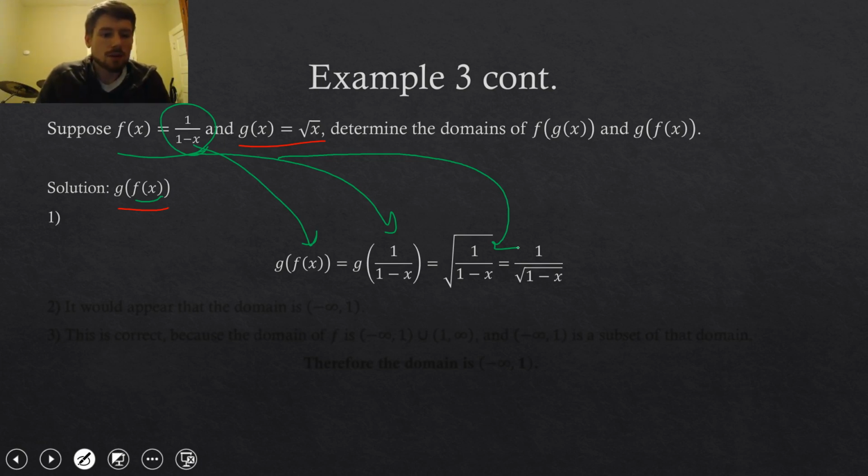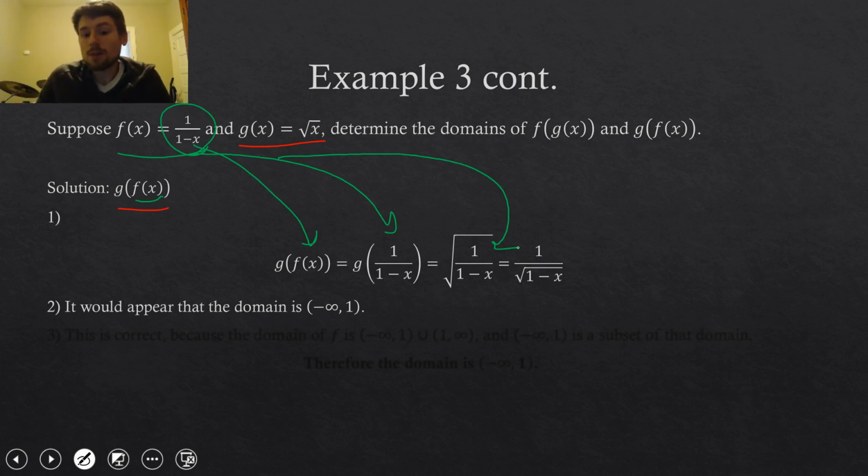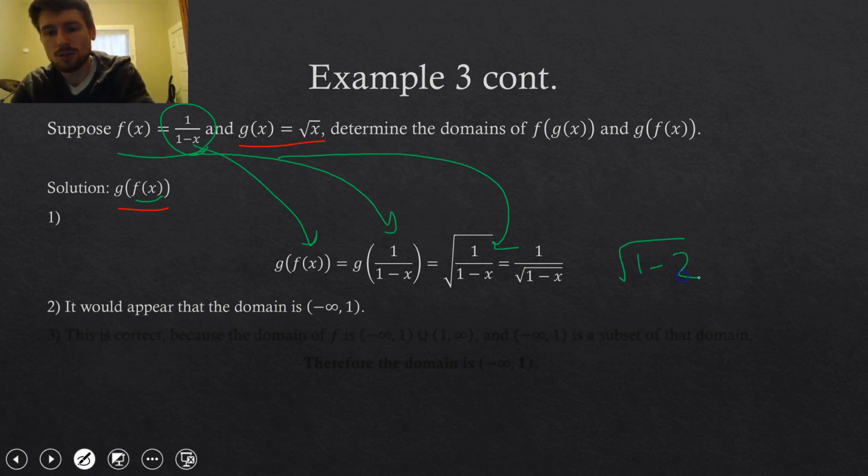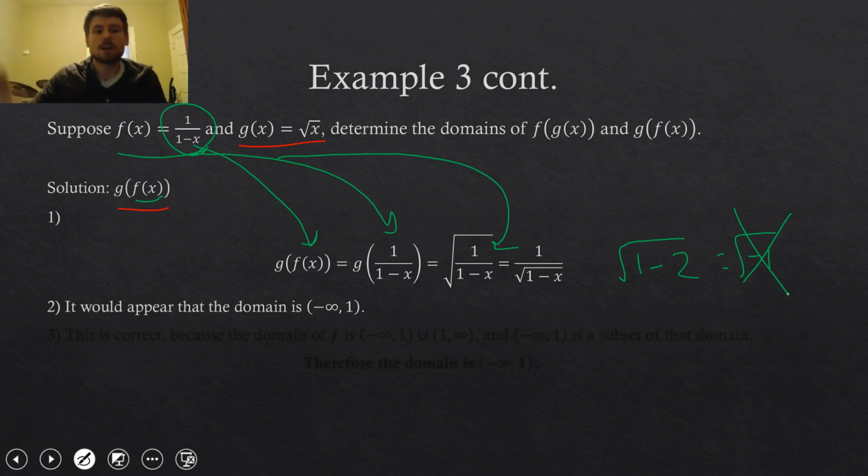And so it would appear, looking at this, that you can't plug 1 in, because 1 is going to give you 0 in the denominator, so that's not allowed. And if you tried to plug in numbers that were more than 1, you would end up getting a negative inside the root. For example, 2, right? Root of 1 minus 2 is equal to root negative 1, and that's bad. So you couldn't plug 2 in, or 3, or 4, and so we want everything that's smaller than 1, not including 1. So that would be our domain, negative infinity to 1.